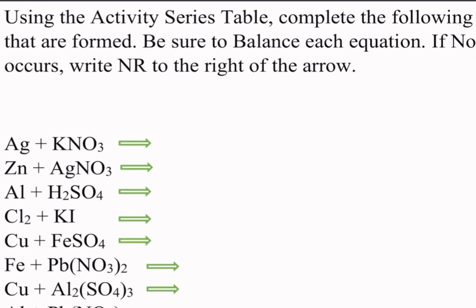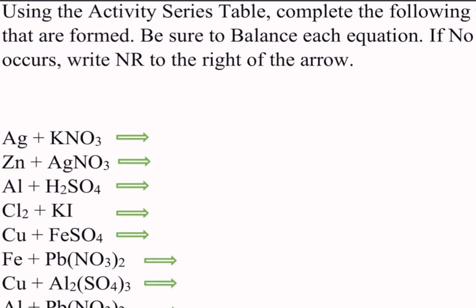Non-spontaneous means that it won't occur. As we know, Ag here is 0. I'm just going to do it without the charges. So Ag reacting with potassium, right? We know that potassium is sitting higher than silver. Silver cannot kick out potassium. That's why this reaction is not going to occur.